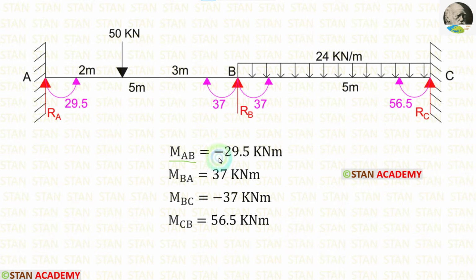For MAB, we got a negative value because MAB is acting in the anticlockwise direction. For MBA, we got a positive value because MBA is acting in the clockwise direction. For MBC, we got a negative value. That means it is acting in the anticlockwise direction. Finally, for MCB, we got a positive value. That means it is acting in the clockwise direction. Now, let us calculate the reactions.